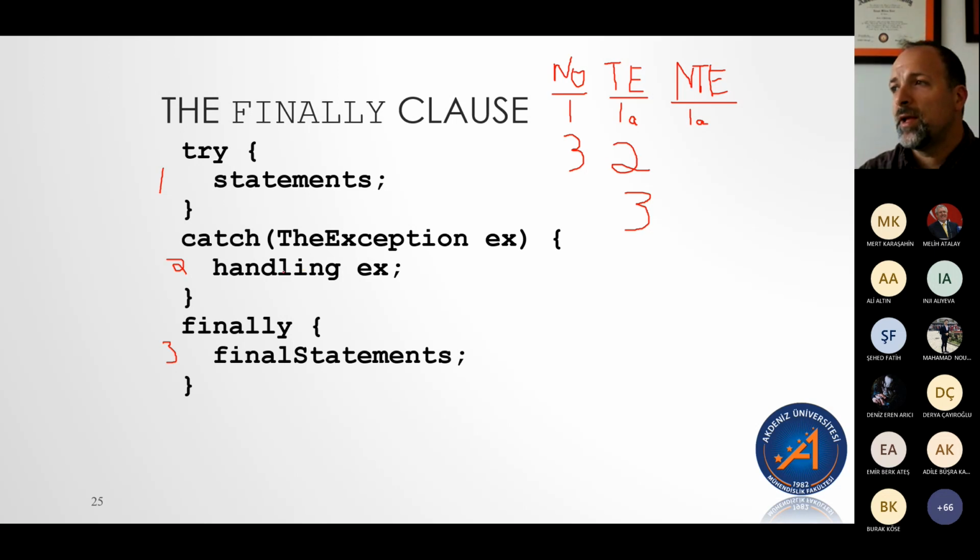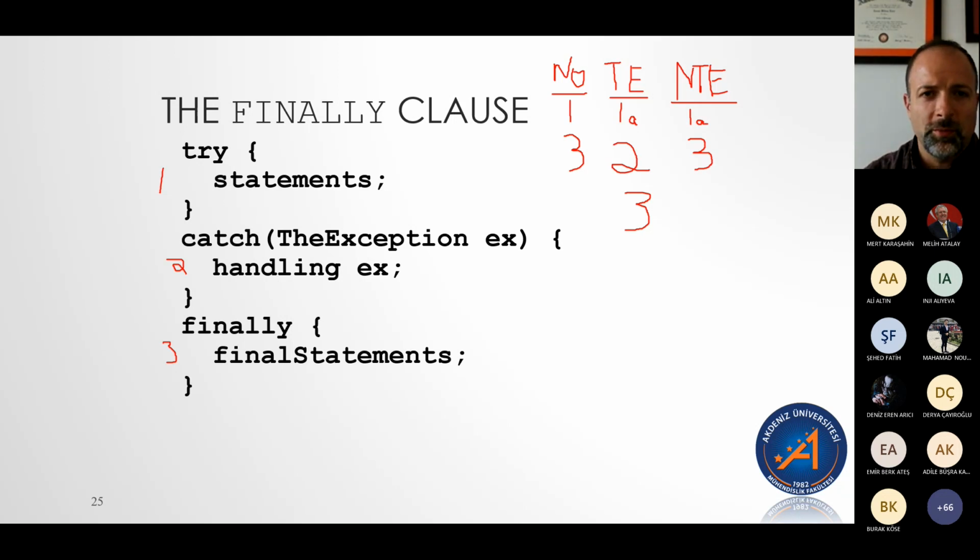So we don't execute number 2. We still execute the finally block. Okay. Notice, 3 always occurs, right? 3 always executes. The finally block executes regardless of if an exception occurred or not.